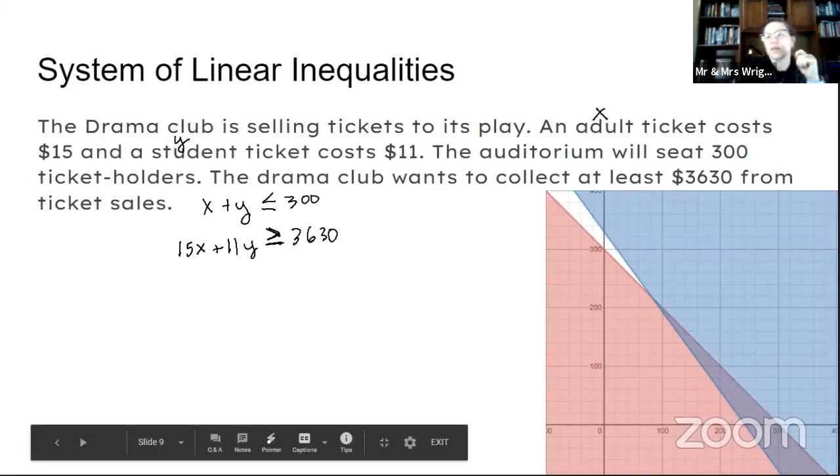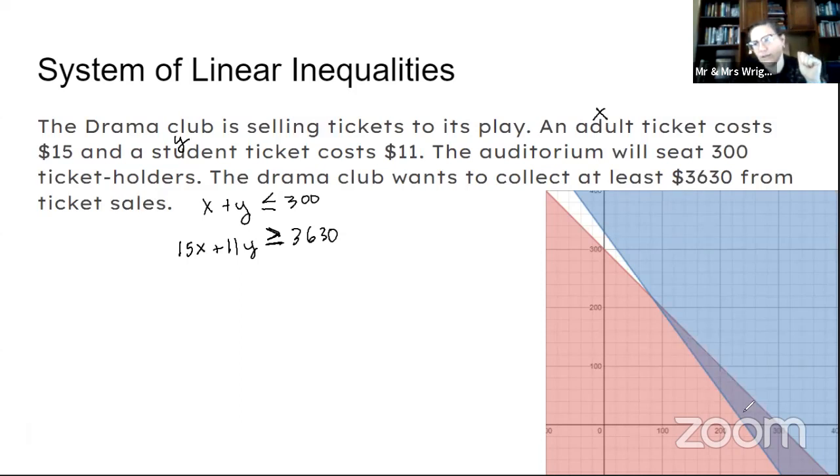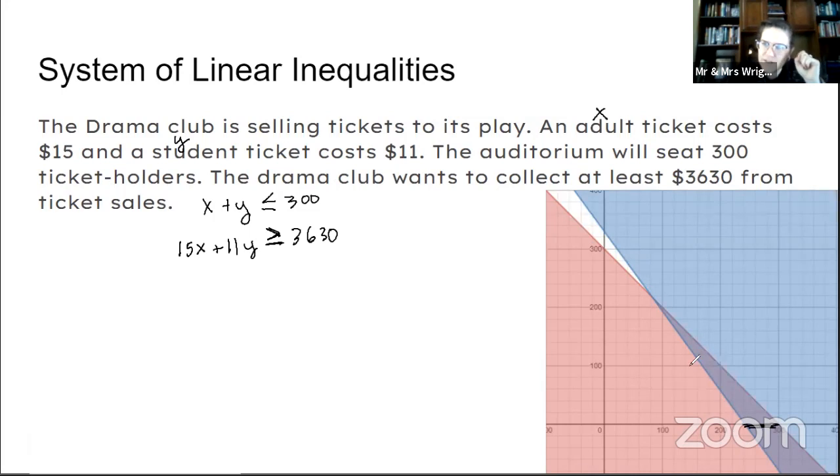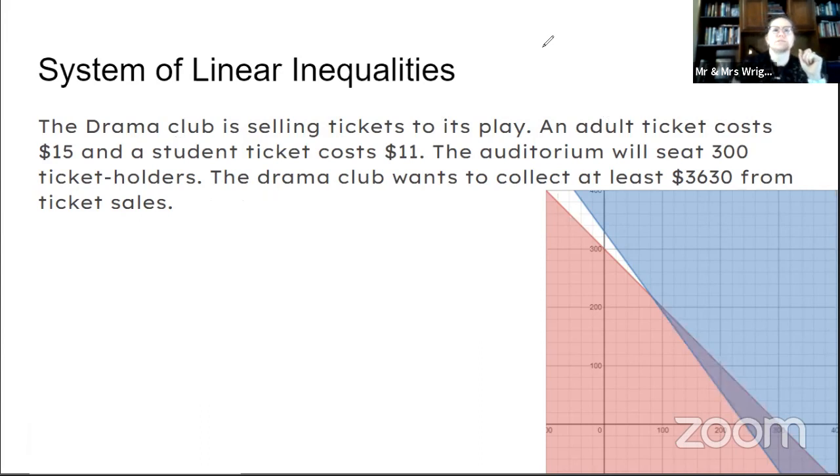Now, again, we can constrain this even further than we have on our graph showing here, because you cannot sell a negative amount of tickets. It looks like these lines are actually solid. So we can sell anywhere in this shaded region or on either of the lines. So anywhere in this triangle is a possible solution to our graph or our system of inequalities.